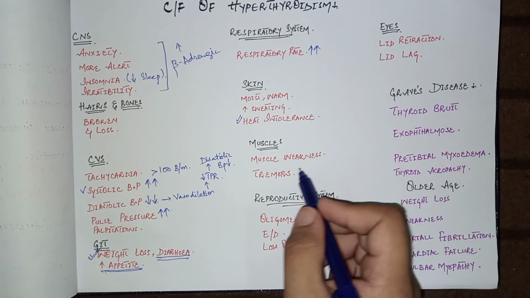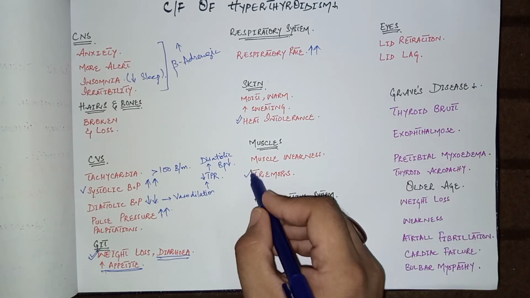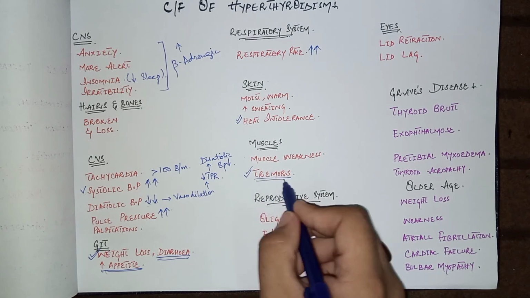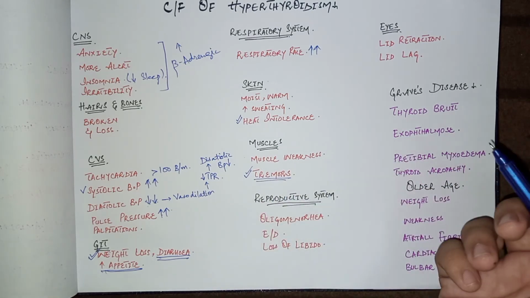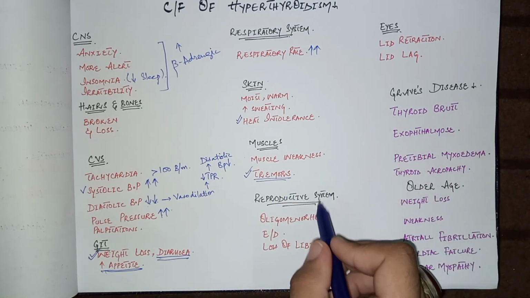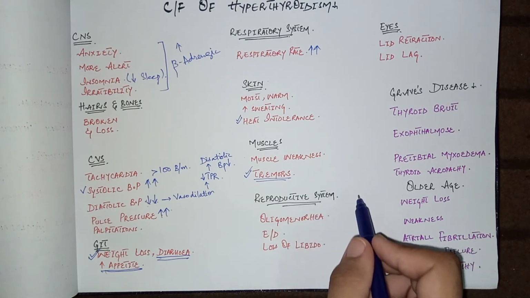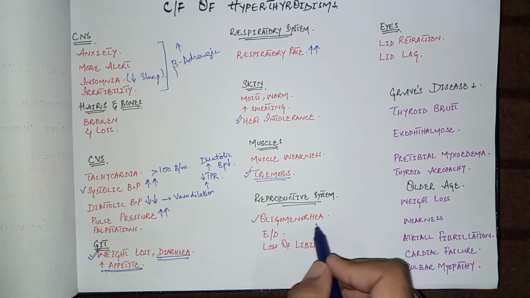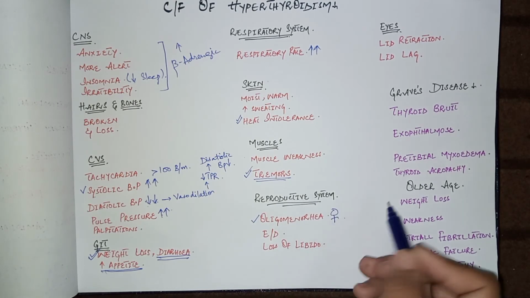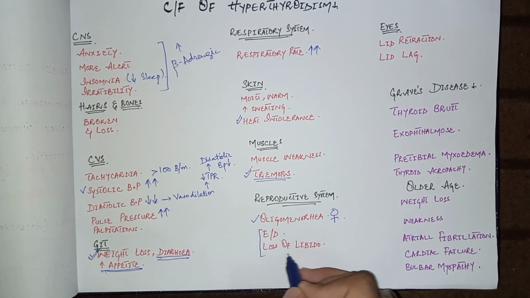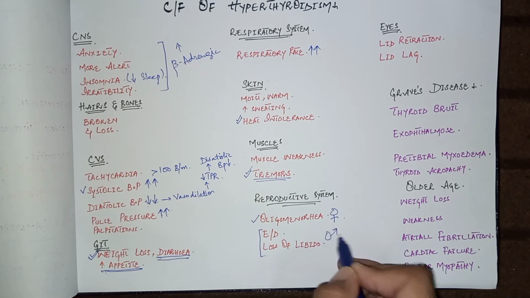In the muscles, there is muscle weakness as well as tremor. These tremors are also because of sympathetic overactivity. In the reproductive system, it has no direct effect, but it disturbs the other hormones, which leads to oligomenorrhea in females, and erectile dysfunction and loss of libido in males.